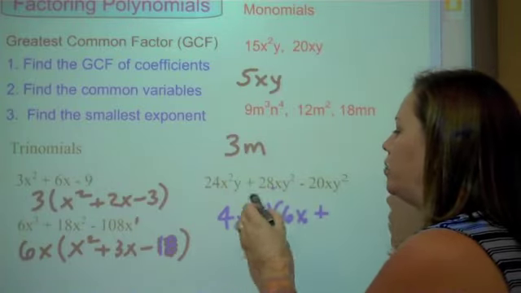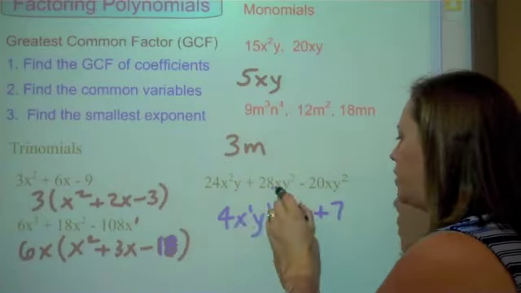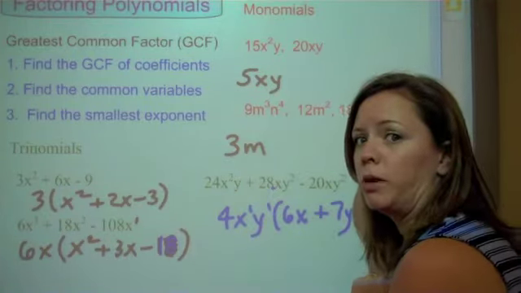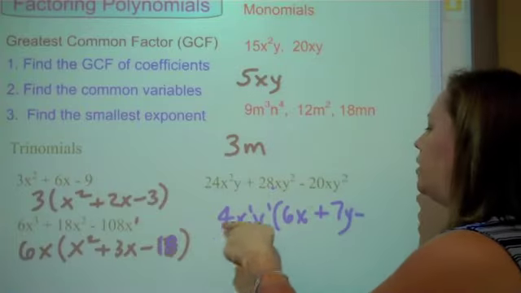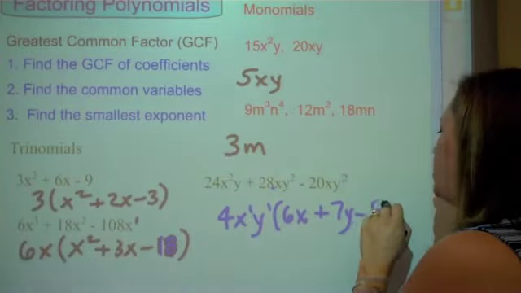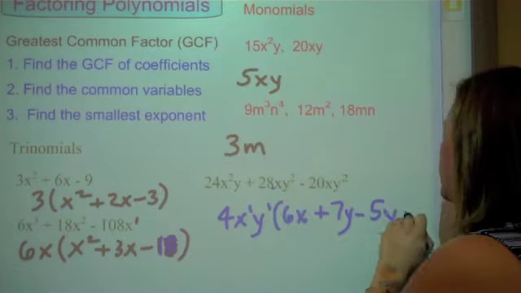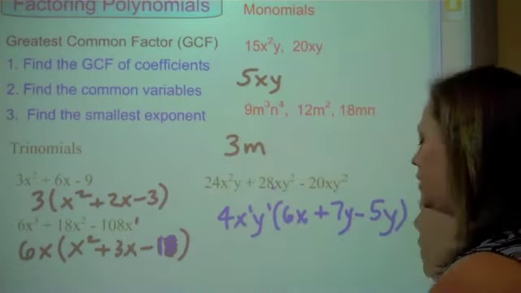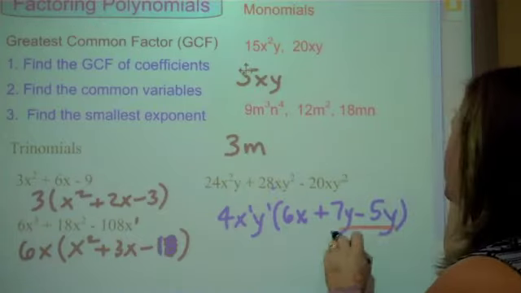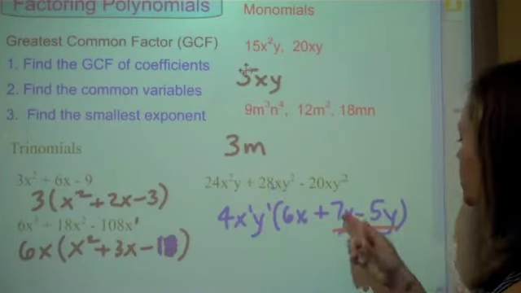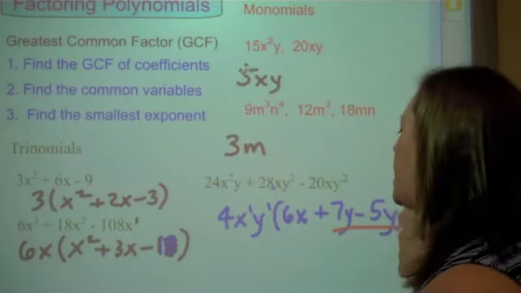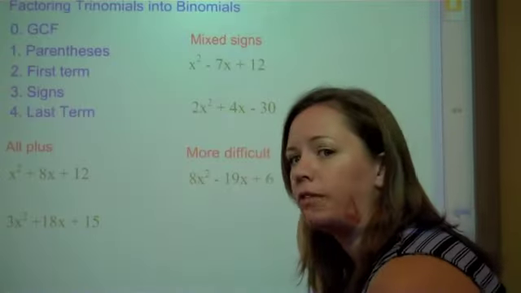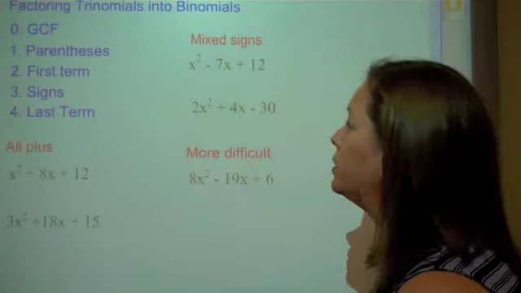For 28xy squared, 4 times 7 is 28. We already pulled out an x, but we need a y to get the y squared if we multiplied it back together. And then 20xy squared would be 5. We pulled out the x, so 5y. So that's how we can pull out the greatest common factor there. Now, I would probably go a step further and simplify this because these are like terms, 7y minus 5y, and simplify that to 2y.